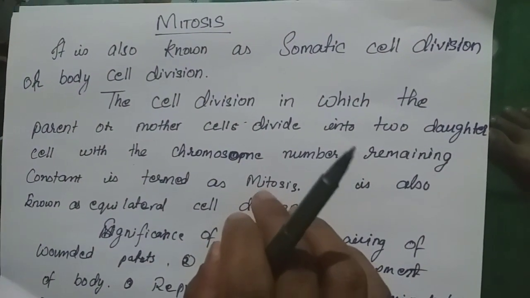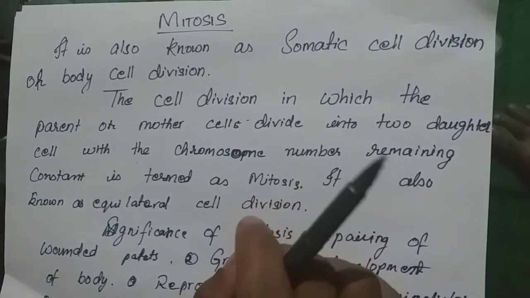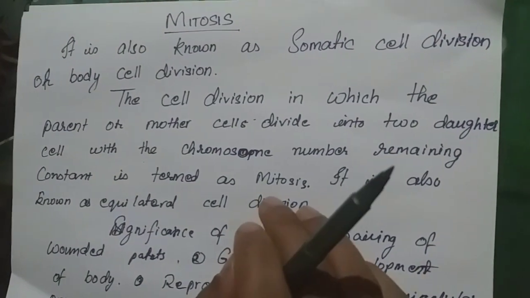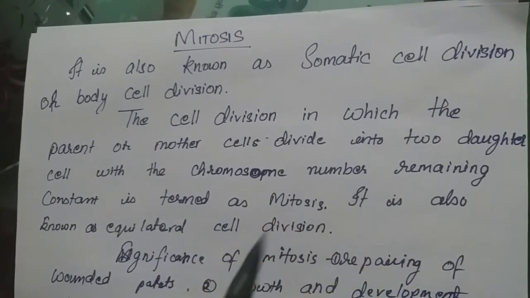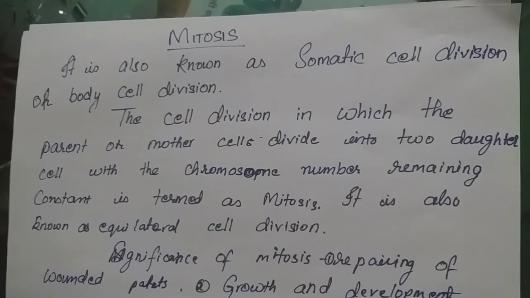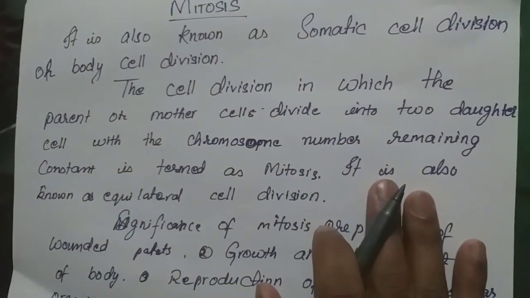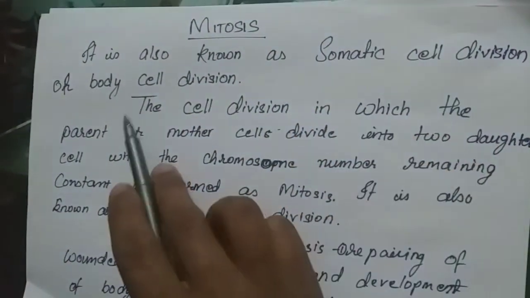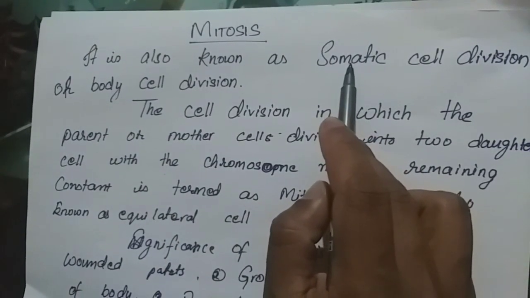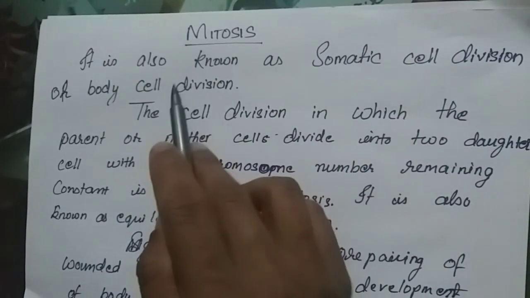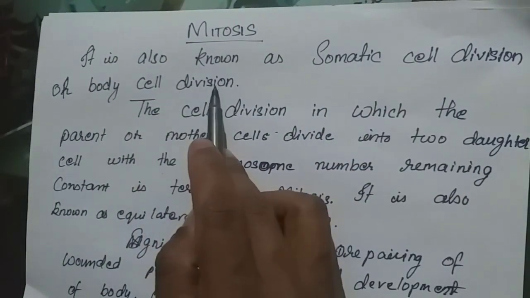We have already talked about amitosis. Amitosis is a type of cell division where there is no formation of spindle fiber and no separation of chromosome. It is indirect division of the parent cell into two daughter cells. Now the most important type of cell division is mitosis. It is also known as somatic cell division or body cell division. The word somatic came from the Greek word soma or somato, which means body. So somatic cell division is also known as body cell division.